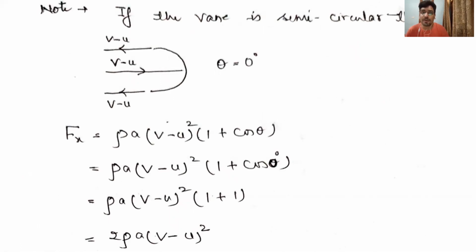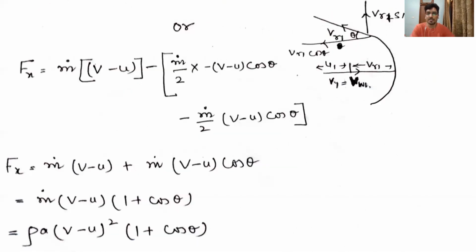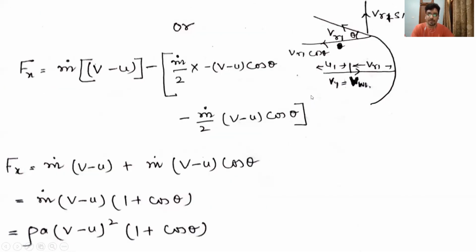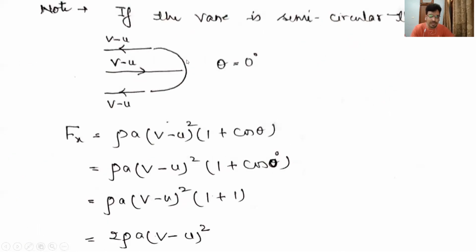Now, if the vane is semicircular, semicircular means this theta will be 0. So what will be the condition? The vane is like this. That means theta equals to 0. The angle of inclination of this vane is 0. So what will happen? This V minus U relative velocity is striking here at the center. The same value will go outward, but opposite to this direction. So this is V minus U and this is V minus U.